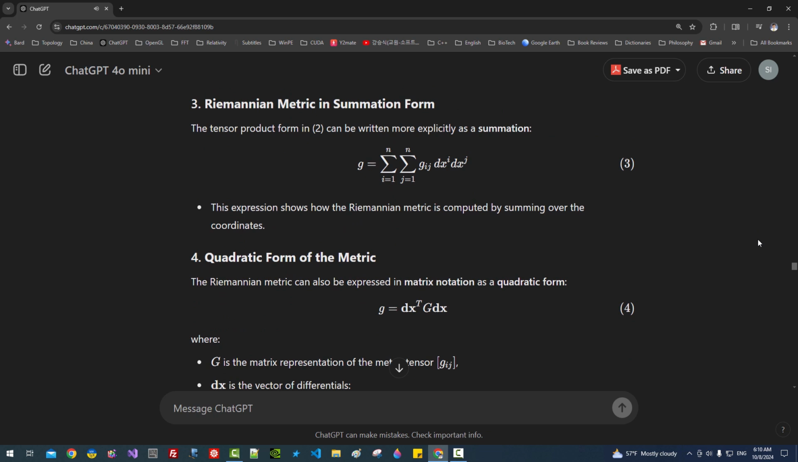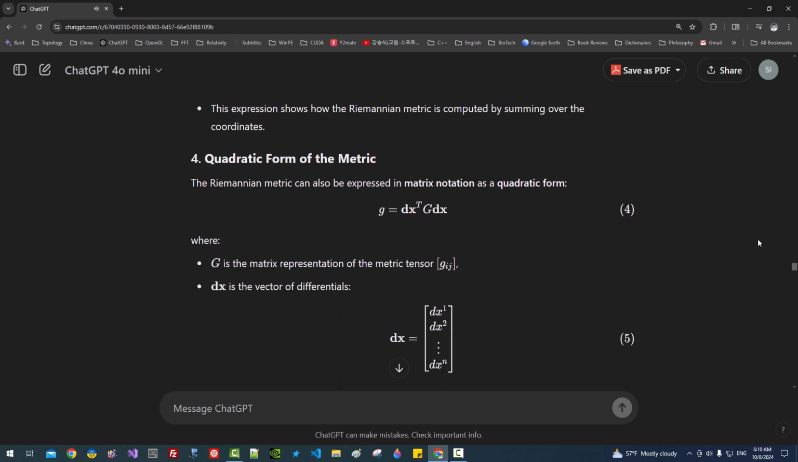Equation 3. Riemannian metric in summation form. The tensor product form in 2 can be written more explicitly as a summation. g = sum from i=1 to n, sum from j=1 to n, g_ij dx^i dx^j, tag 3. This expression shows how the Riemannian metric is computed by summing over the coordinates.